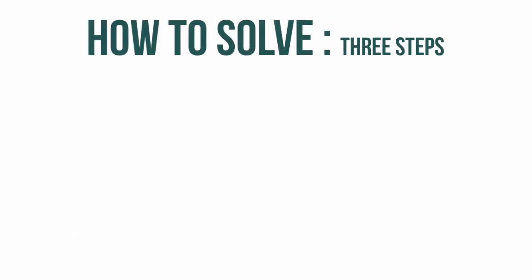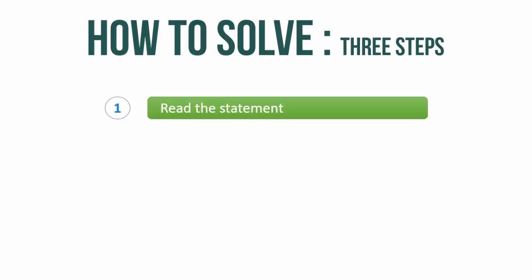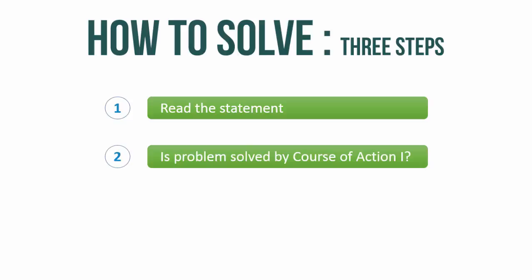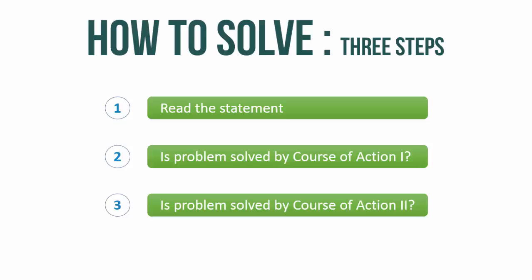Let's look at how to approach and solve this kind of a problem. First, you have to read the statement provided. This is because you have to understand the problem. You'll be given a problem and maybe two courses of action or what decisions on what you should do about it. You should read the statement carefully in order to accurately understand what the problem is. Next, see whether your problem is solved by the first course of action. See whether your problem is solved by the next course of action.